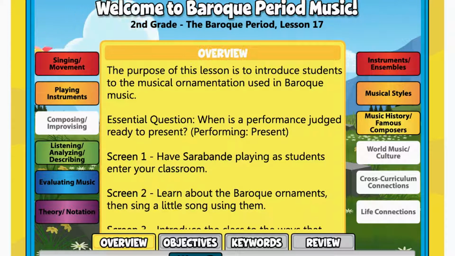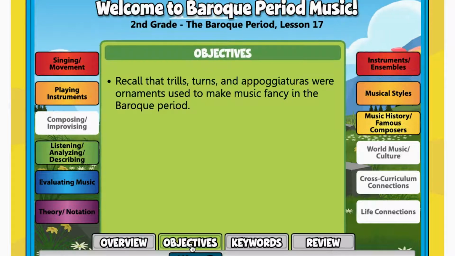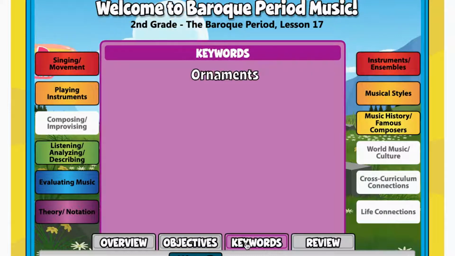Our overview says that the purpose of this lesson is to introduce students to the musical ornamentation used in Baroque music. The objectives for today are to recall that trills, turns, and appoggiaturas were ornaments used to make music fancy in the Baroque period. Our key word for today is ornaments. Just like you decorate your tree with ornaments, or you decorate your table with ornaments, you can decorate music with ornaments.